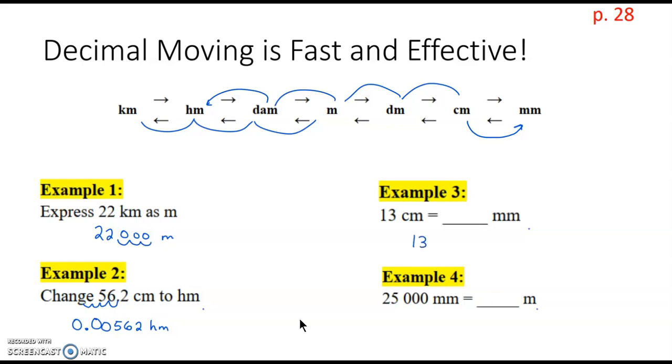So 13 centimeters, we add 1 zero, 130 millimeters. And if we're going from millimeters to meters, we're going 1, 2, 3 places to the left. So we're going to place our decimal 1, 2, 3 places to the left. The decimal will go there, so we'll end up with 25 meters.